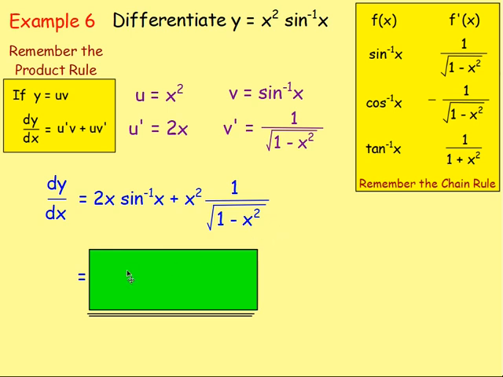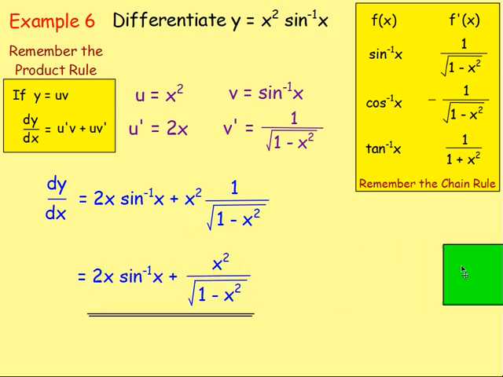And then from there, where could you go? Well, really, you've got x squared times this fraction, so just move the x squared to the top, or treat that as x squared over 1, multiply numerator and denominator, and you'd get 2x sine to the minus 1 of x plus x squared over the square root of 1 minus x squared.